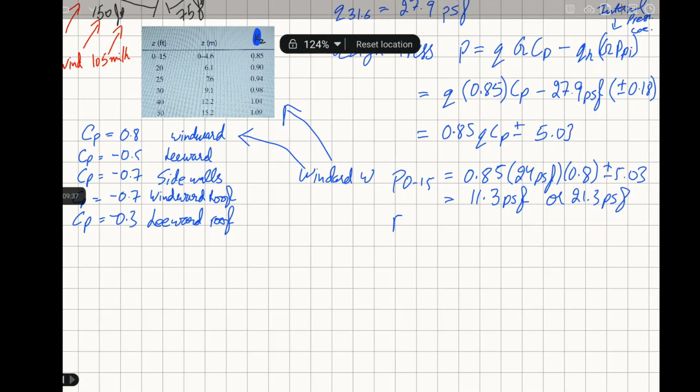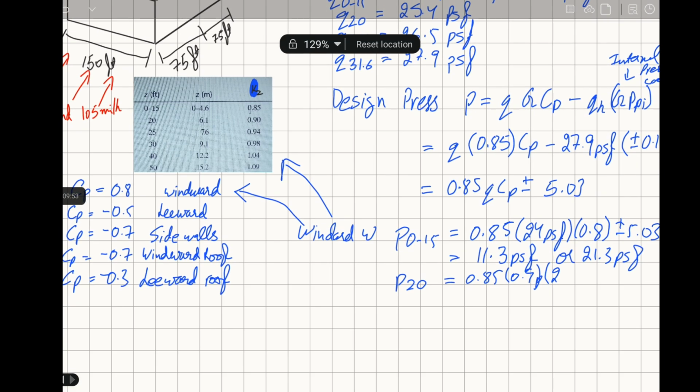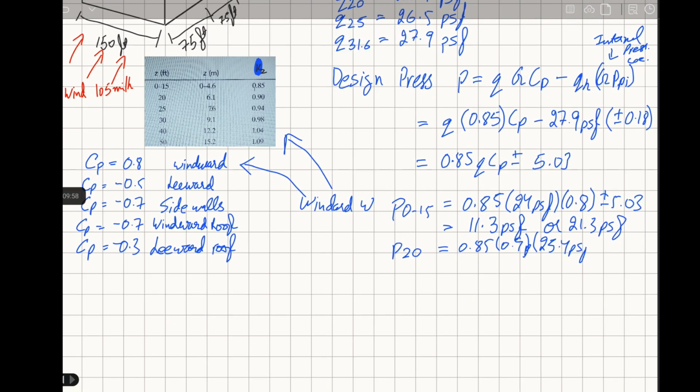Similarly, now we can go over to the 20 feet mark and using the same formula, 0.85 times 0.9, that's our external pressure coefficient, times 25.4 pounds per square foot, plus or minus 5.03. Solving these two values, we get 12.2 pounds per square foot, or 22.3 pounds per square foot. Similarly, we can solve for 25 feet, but I've already done it for you, so it's 13.0 pounds per square foot, or 23.1 pounds per square foot.